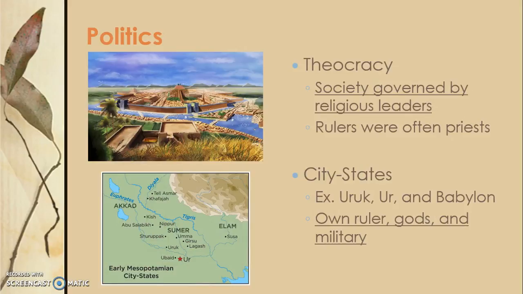As far as their politics, they have what we call a theocracy, and that is a government where the leaders follow religious rules, or they're looked at as religious leaders as well as political leaders. The rulers in this civilization were often priests. They were the most important people in the civilization, and their cities were divided into what they called city-states. Places like Uruk and Ur and Babylon, they all had their own ruler. They all worshipped their own gods, and they had their own army, so they kind of functioned like independent countries.